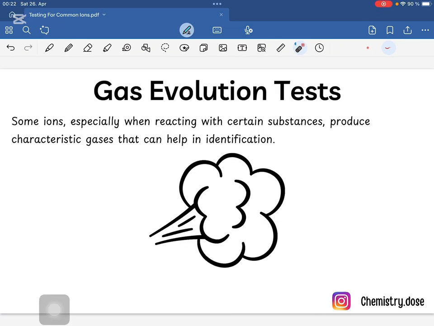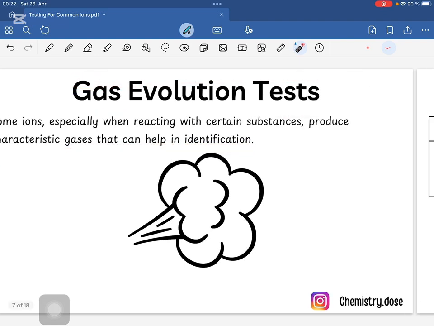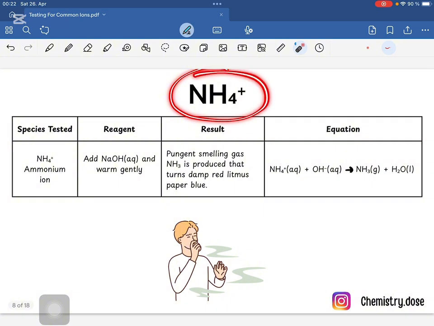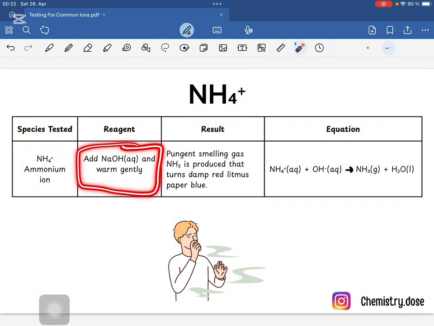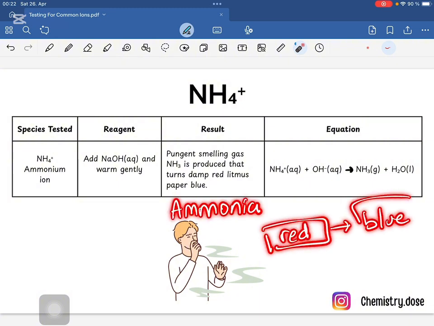Now let's go over the ions that, when they react with certain substances, produce characteristic gases that can help in their identification, and we refer to these as the gas evolution tests. The first one is the ammonium ion. Upon the addition of NaOH and when we warm gently, a pungent smelling gas is going to be produced, and this gas is called ammonia. And ammonia turns red litmus paper blue.